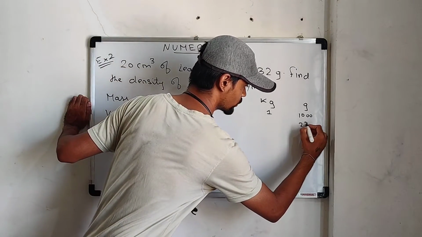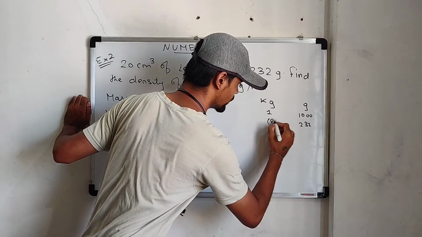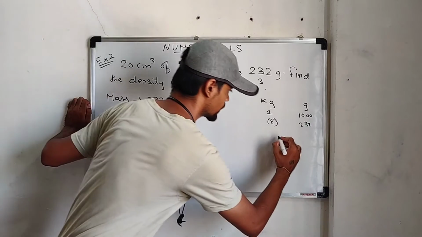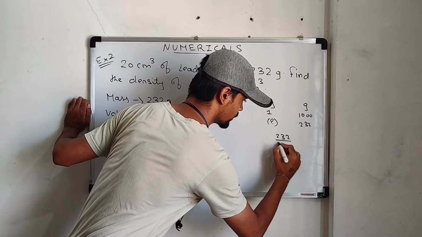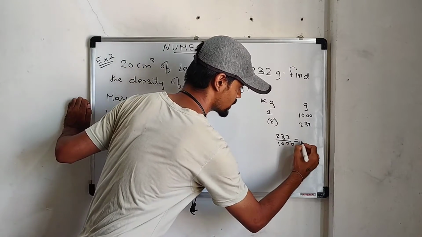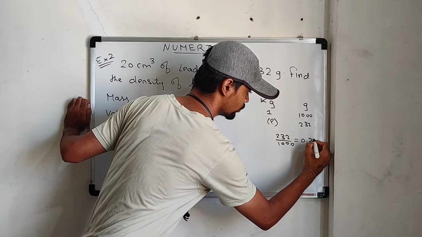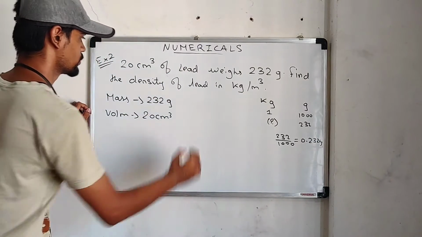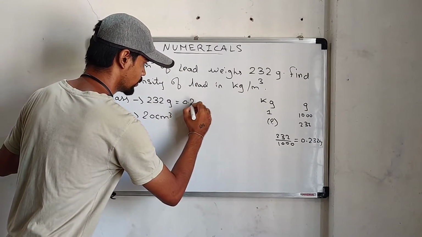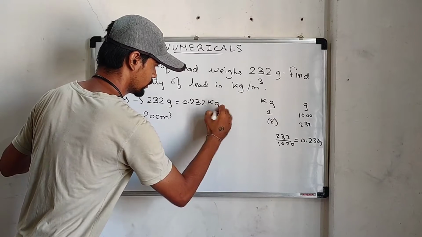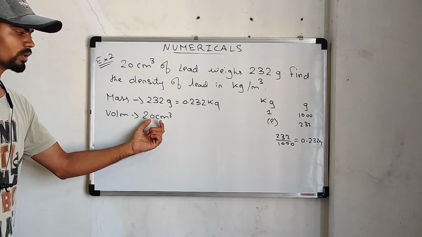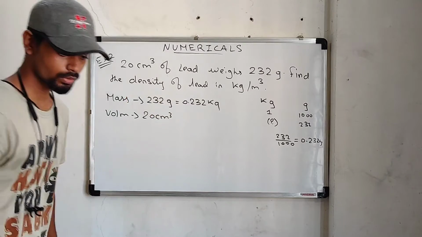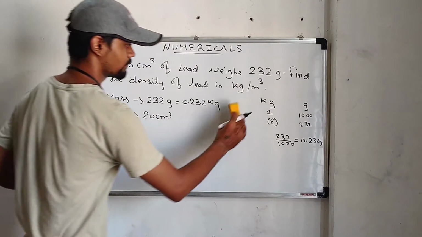Here we have 232 gram. What will 232 gram be? We need to find this. Simply do the cross multiplication. You will get the answer, 232 divided by 1000, so as the answer you will get 0.232 kg, kilogram. Similarly, we have to convert this centimeter cube into a meter cube. So let us look at how we will convert that.